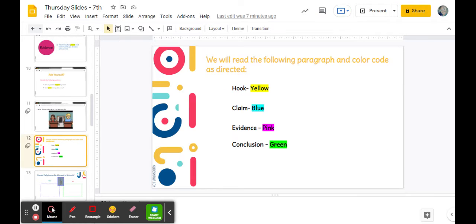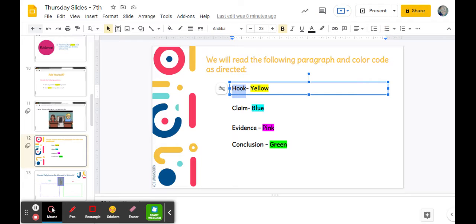So I'm sorry, in this particular case, each one is going to be color coded. So we're going to read the paragraph and then we're going to go through the paragraph and highlight in those different colors. If you're not sure how to highlight on the computer, I will show you. Whatever you're specifically highlighting, you will drag the cursor over like this.